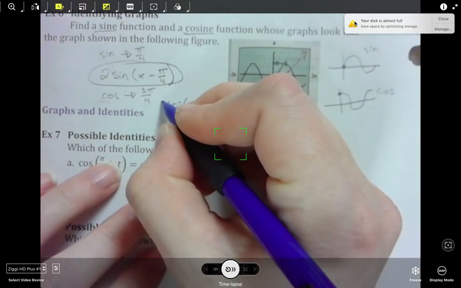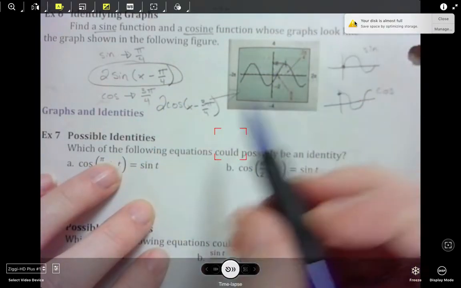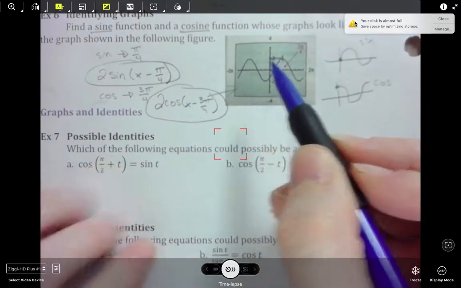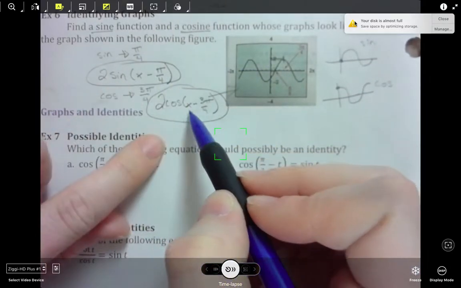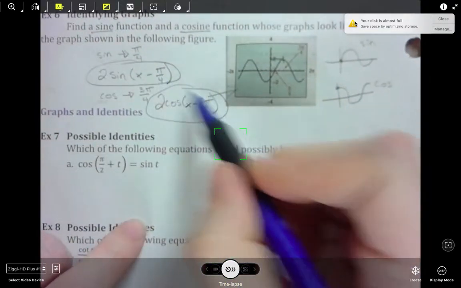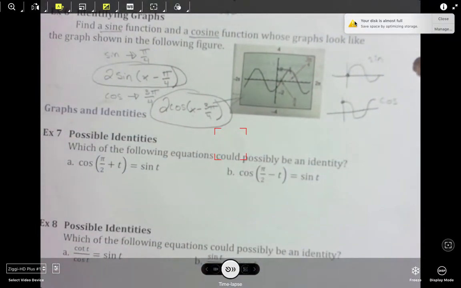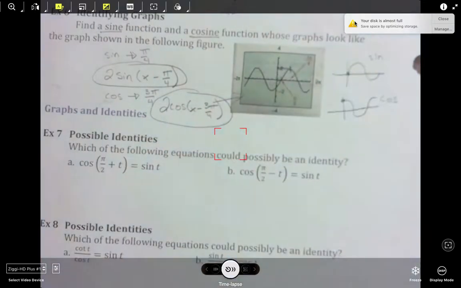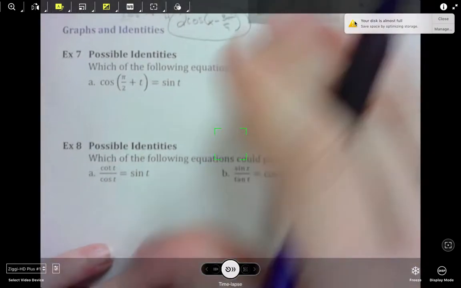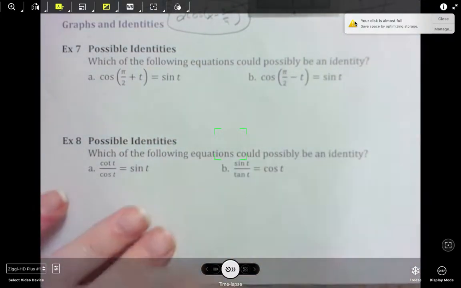All right? And the amplitude is still 2 for the cosine function, so this function can be represented by sine or cosine. It's just going to be a little bit different in there because sine and cosine start at different places, okay? So either one of those could be used to identify this graph, okay? All right, which one of the following equations could be an identity?